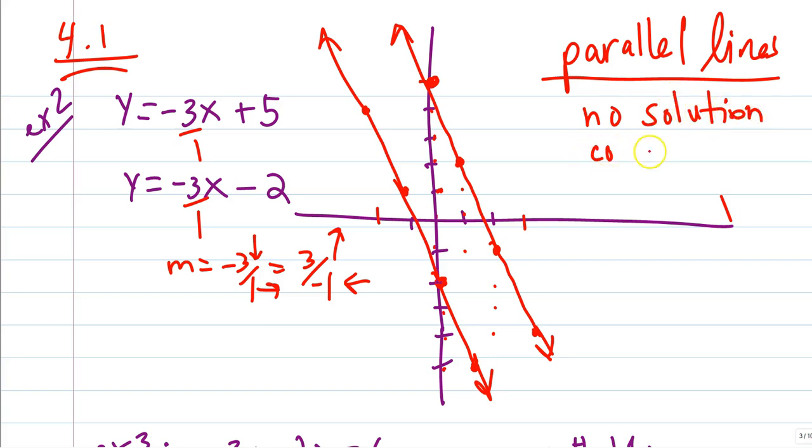The book will call this a contradiction. I'm fine if you write no solution. Parallel lines will never have a point in common, so there will never be a solution, never be a point where they cross.